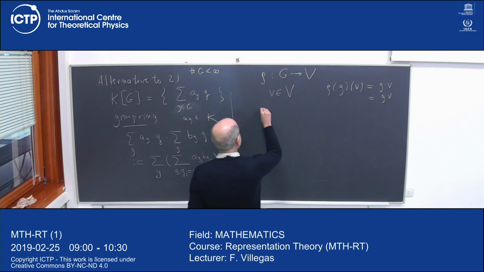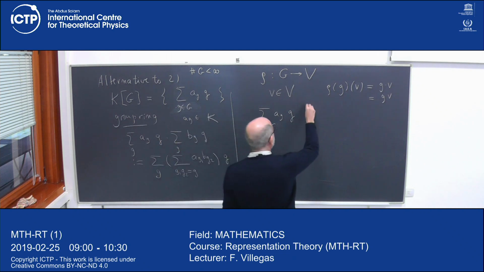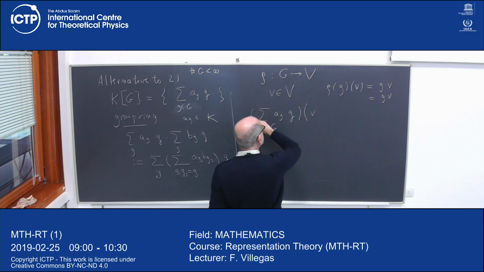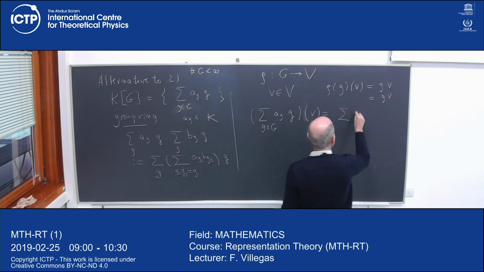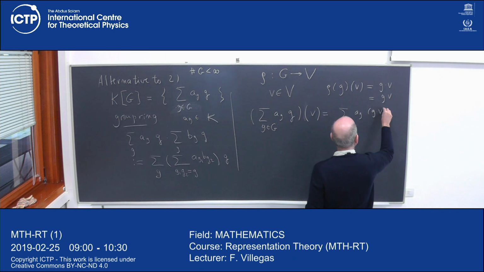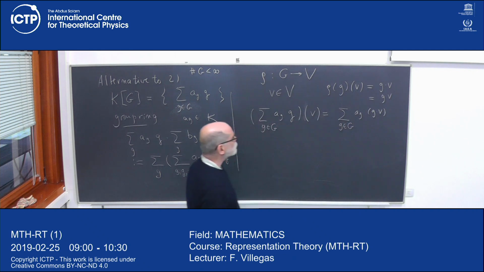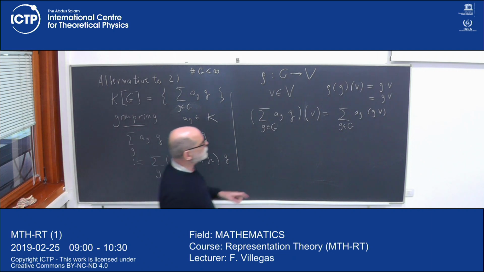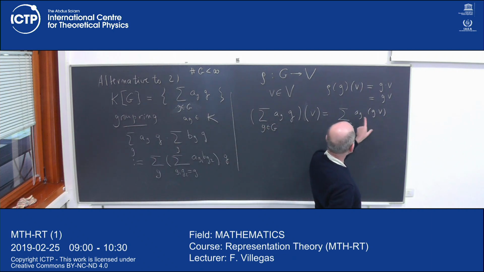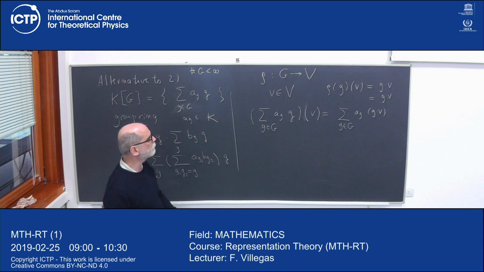And so what I like to say is that if we have an element in the group ring, I can act on a vector by simply using distributivity and using the fact that it's a vector space. So g times v is some other vector in the vector space, and a_g times g times v is scaling that vector by the scalar a_g, and then summing.